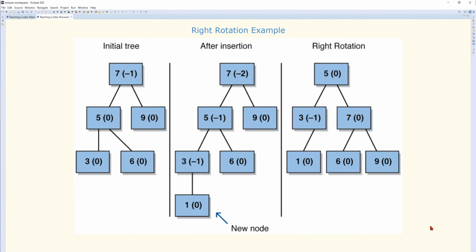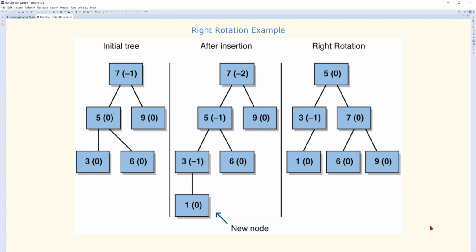So here we have another example. This is the initial tree on the left. We insert a new node here. If you look at the tree in the middle, after you do the insertion, suddenly the balance factor of 7 changes from -1 to -2. Therefore, it's not balanced. So I have to do a right rotation like this.